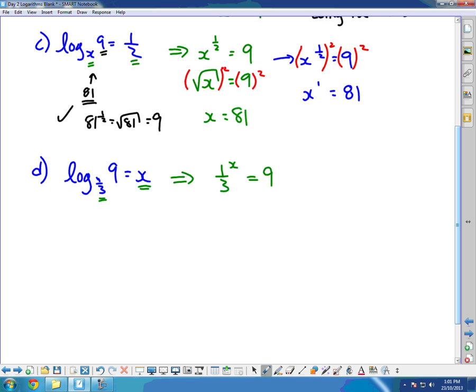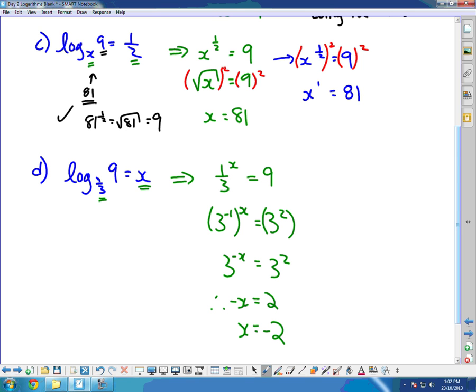Now it looks just like the ones we did in our warm-up, an exponential equation that we solved by getting a common base. I'd like to change it to base 3. So I'm going to change the 1/3 into 3 to the negative 1, raised to the power of x, and change 9 into 3 squared. Multiply these exponents, 3 to the negative x equals 3 squared. Since I have a common base, I can ignore the bases and go straight to the exponents and say, therefore, negative x equals 2, and x equals negative 2.